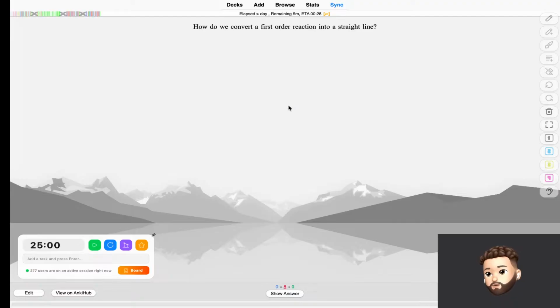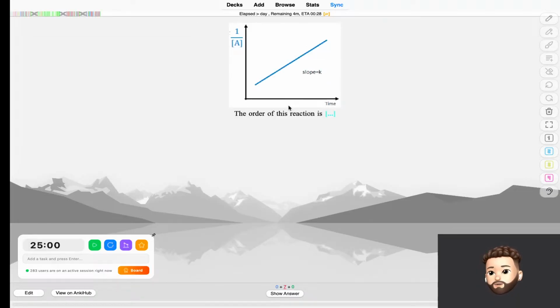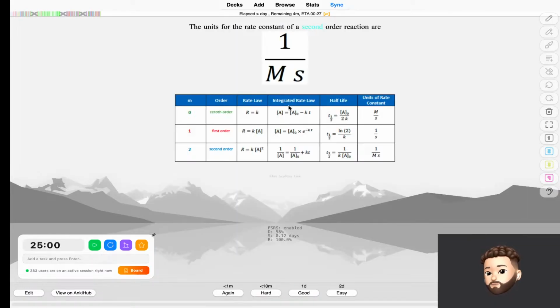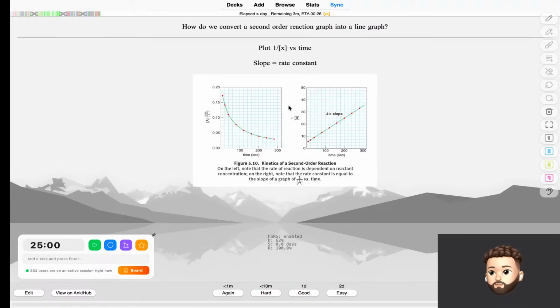A first order reaction turns into a straight line if you graph the natural log of A versus time, and then the slope is going to be equal to negative k. This is going to be second order, with units of 1 over M s. So graph the reciprocal versus time, and then the slope is going to be equal to the rate constant.